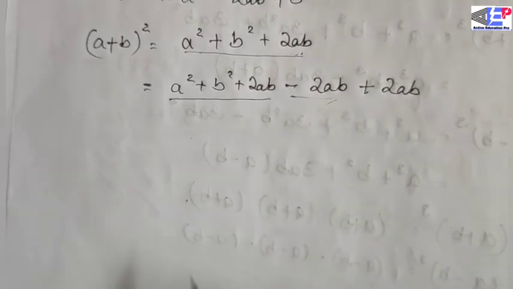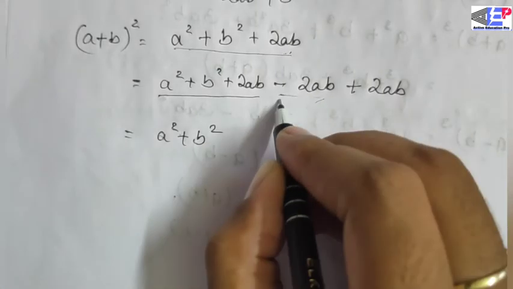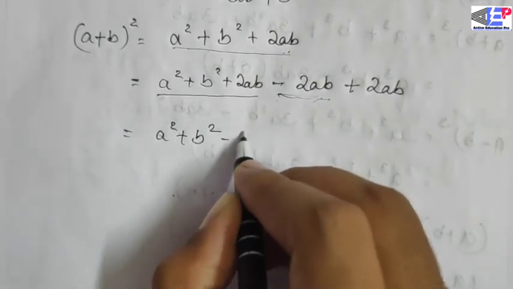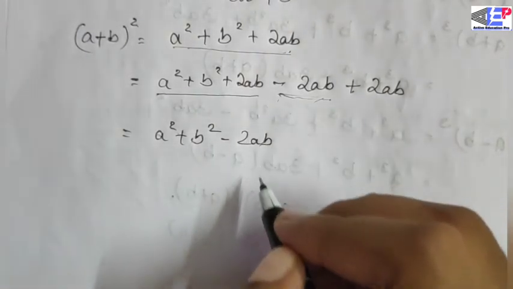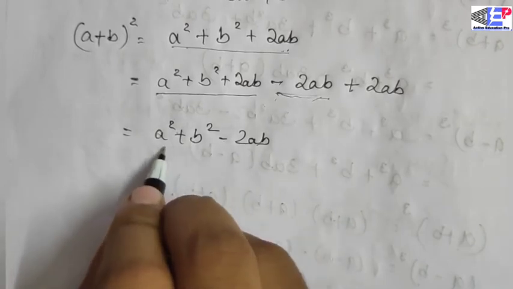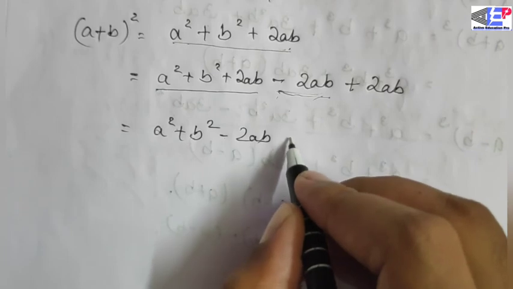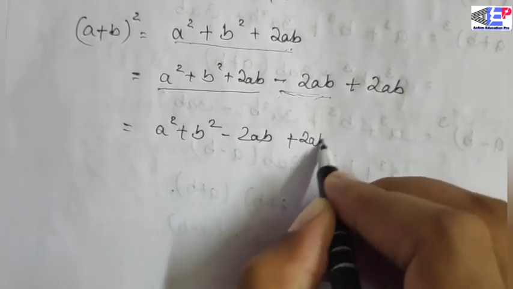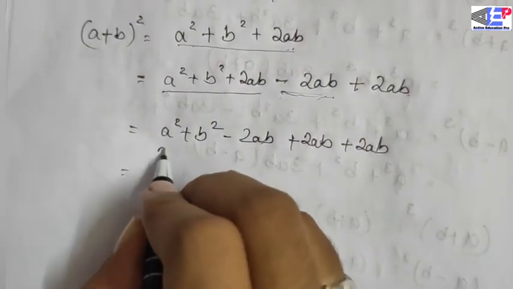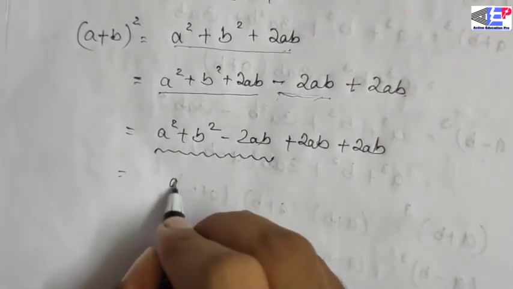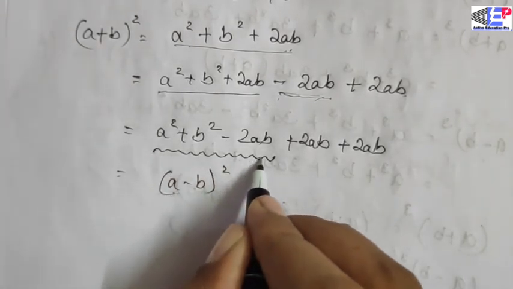Okay, next step is a square plus b square. Take the minus 2ab to here, because now this is the formula of a minus b whole square, and the remaining terms write down right here, plus 2ab, and here another plus 2ab. And this is now the formula of a minus b whole square.